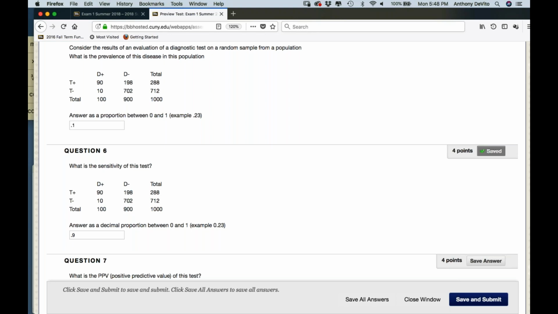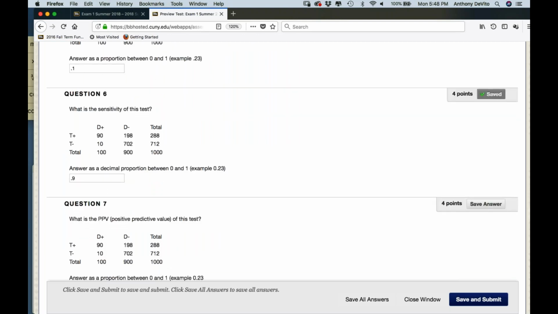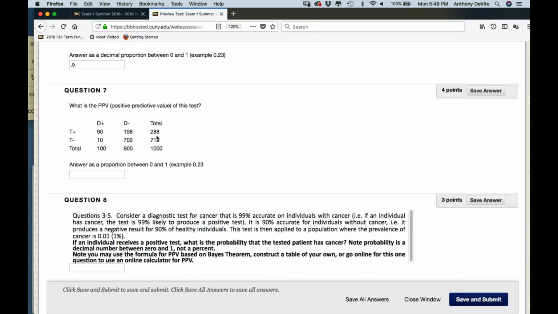So if we look now at the total number of people that tested positive out of this population of 1,000, it turns out that 90 plus 198, or 288 people, tested positive. Of those 288 people, only 90 have the disease. So the positive predictive value is the number of people that have the disease over the number of people that tested positive. In other words, true positives over true positives plus false positives. So what is that going to be? That's going to be equal to 90 over 288.